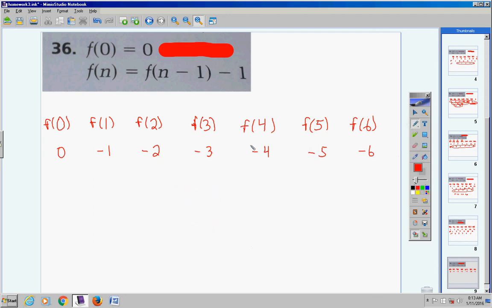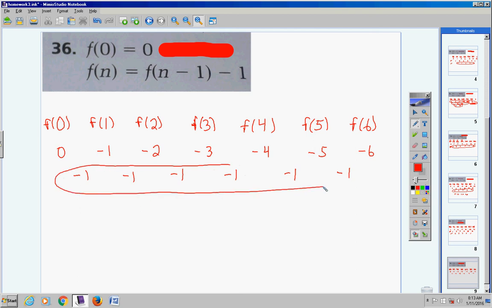Now let's find the difference, okay? Negative 6 minus negative 5, that's negative 1. That's negative 1. That's negative 1. That's negative 1. That's negative 1. And that's negative 1. Again, use your calculators if you need to, okay? So all of my numbers are the same, and they're not zero. So I have a linear relationship because these numbers here are my first difference, okay?